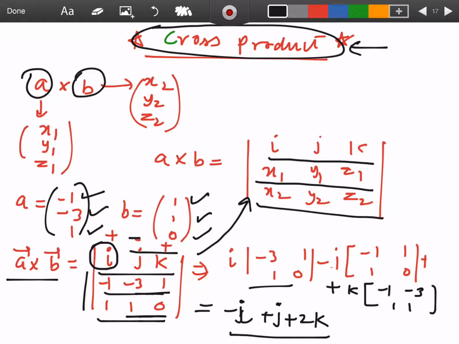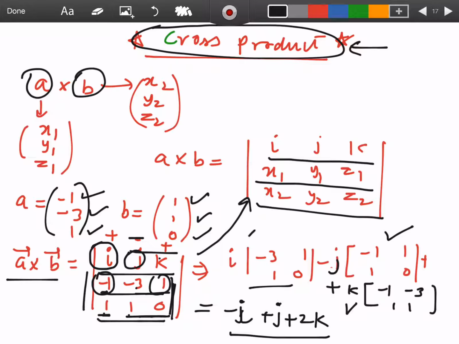Then it's generally plus, minus, plus. So then it's going to be -j. If you take j, don't take the numbers below this row and this column. So the numbers that are left are -1, 1, and 1, 0, which are going to come out here. Now once you take k, don't take the numbers below this. What is left is -1, -3, 1 and 1.